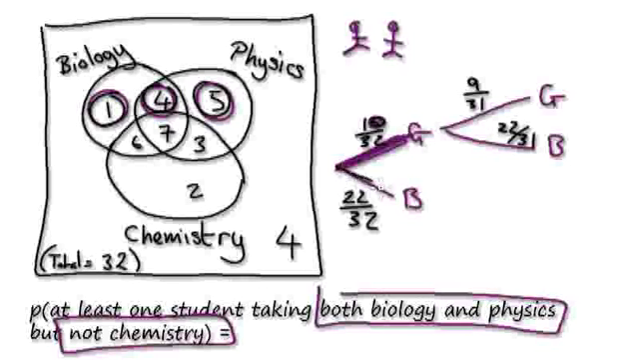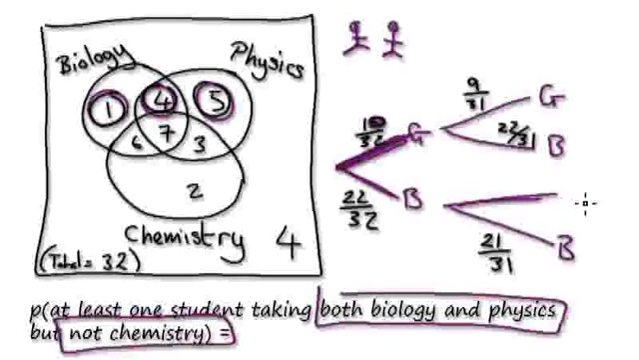We're going to pick out one student. The probability of us picking out a bad student is 22 over 32. The probability of us picking another bad student would be 21 out of 31. Now, if we've gone down this route here, the probability of us picking a good student would be 10 over 31.